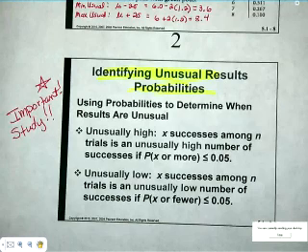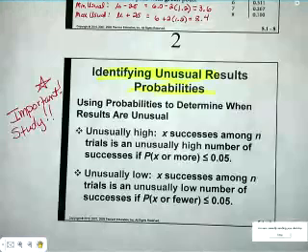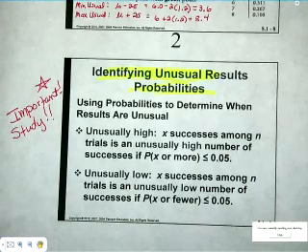Really, that's not new, though, because we already knew that what percent of the population lies within 2 standard deviations of the mean? 95. So what percent lie outside that? 5% written as a decimal is 0.05. So anything that has a probability of less than 0.05, that's just another way of saying anything outside 2 standard deviations of the mean.